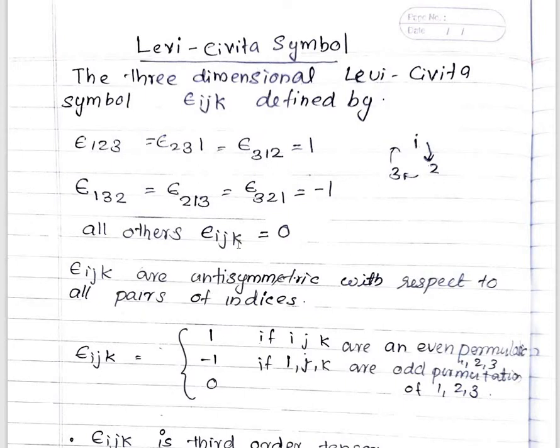For all other values, epsilon ijk is equal to 0. That is epsilon 1, 1, 2 or 1, 2, 2, or if any one of these indices is repeated, its value is 0. So this is the Levi-Civita symbol. In general, we can write epsilon ijk is equal to 1 if ijk is an even permutation, or -1 if ijk is an odd permutation. For all other values, meaning any one of the indices is repeated, its value is 0.